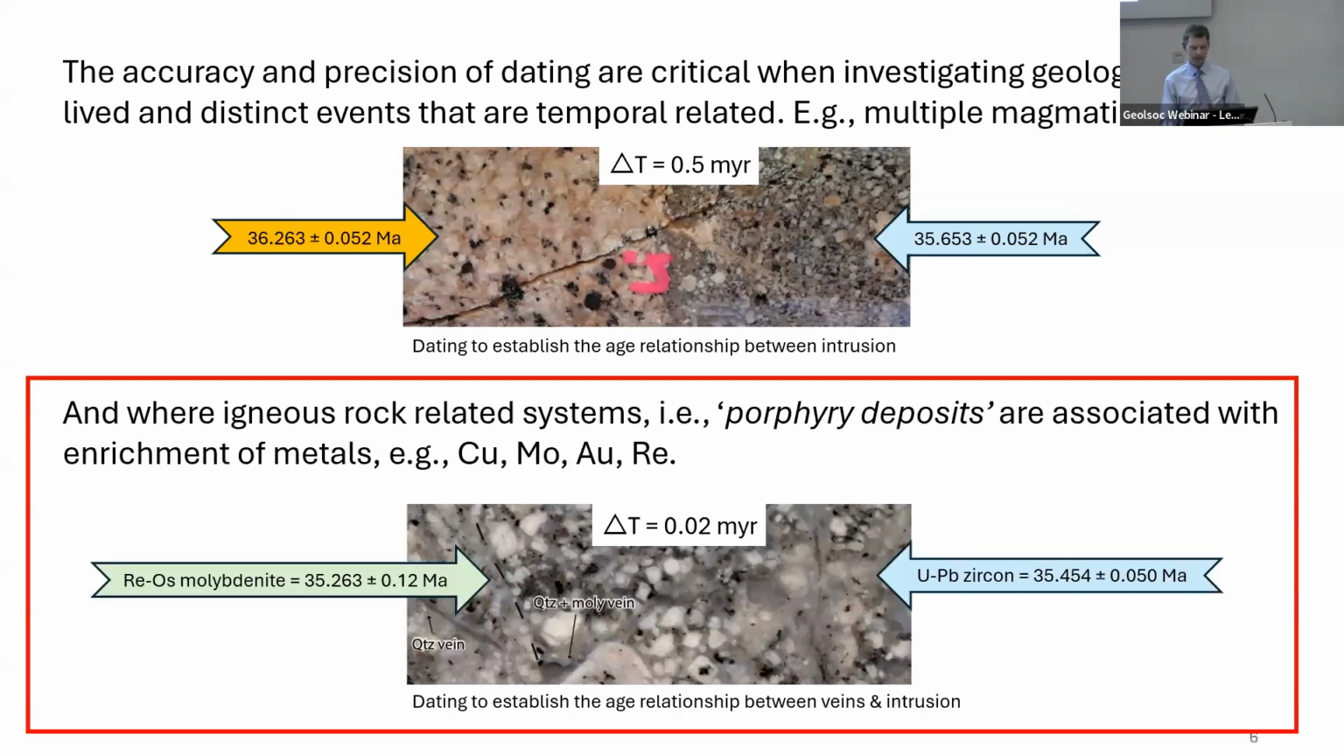Now, magmatism can be associated with metal enrichment, for example, through the formation of porphyry deposits, which is another theme of my talk today. Dating the timing of the metal enrichment episode permits establishing the genetic relationship between the magmatism and the mineralization. The example shown here indicates that the mineralization, constrained using rhenium-osmium molybdenite dating, occurred about 20,000 years after the crystallization of the igneous intrusion. As such, the chronology implies that the mineralization is temporally associated with that of the magmatic episode.